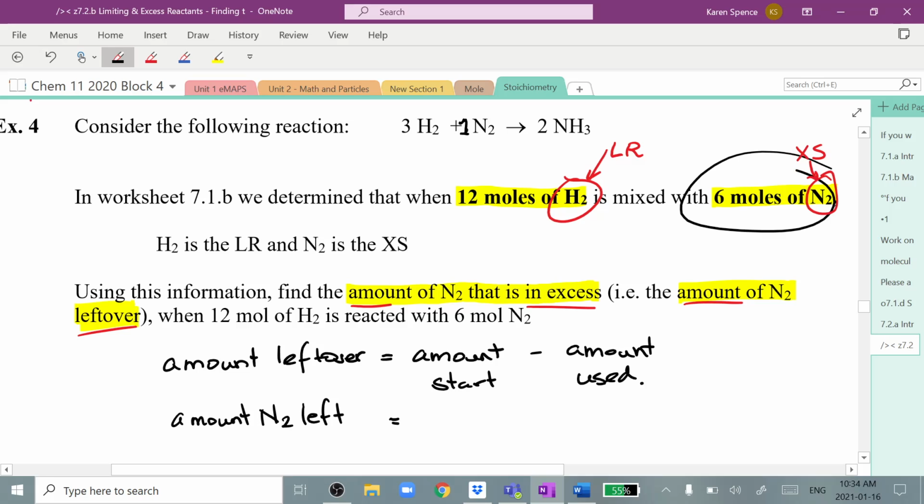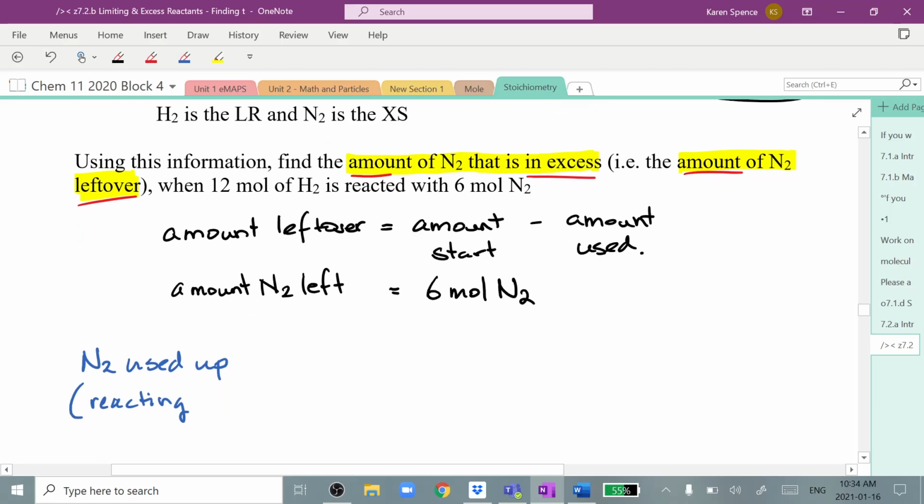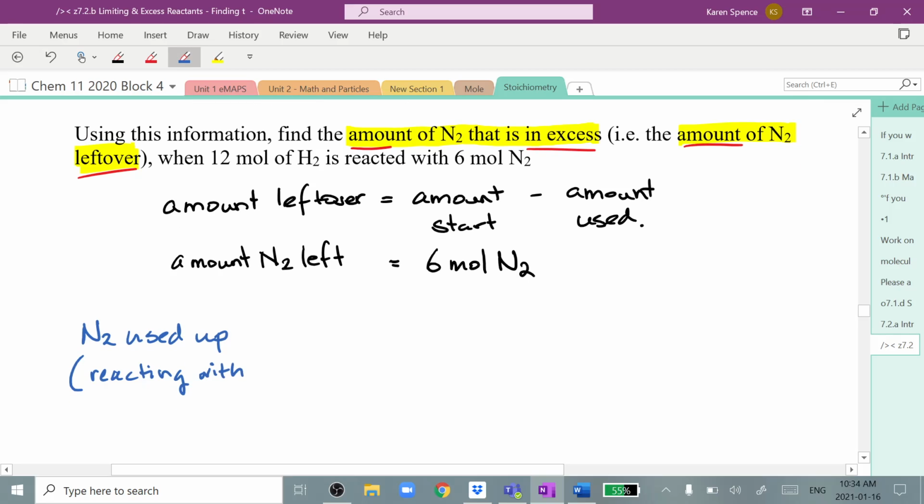The amount at the start is 6 moles. So we have 6 moles of N2. Now, how much N2 is used up? We can do that calculation. When we go to look for the amount used up, that is how much is used up when it reacts with the limiting reactant, which in this case is H2.